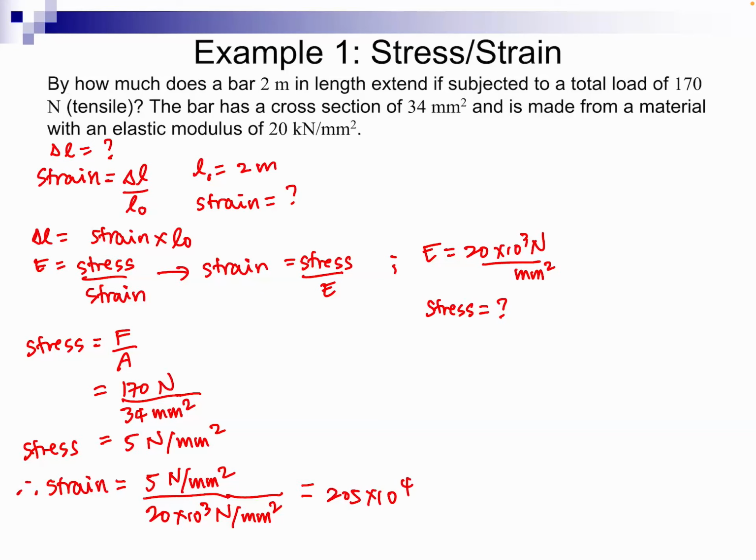Okay, strain has no dimension because from definition, it's the change in length over length. The dimensions are the same in the numerator and denominator, canceling each other. And then once you know the strain, you can then find the elongation. Let me just separate. Therefore, your elongation, which is defined as strain times the original length, will be 2.5 times 10 to the minus 4 times the original length, 2 meters.